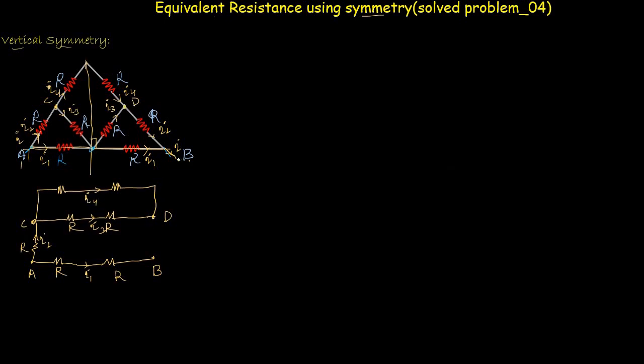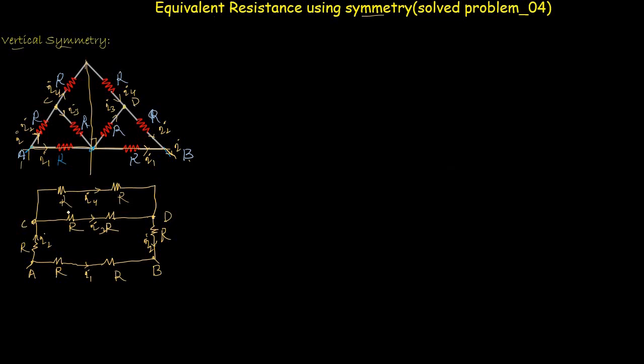Now in between point D and B we have another resistor R, and there exists a current I2 through this resistor. So now this is the simplified version of this problem. Now let's solve this network by using the rules of series circuits and parallel circuits.